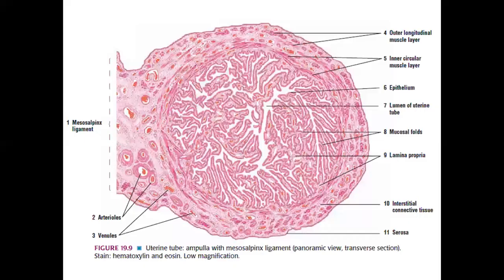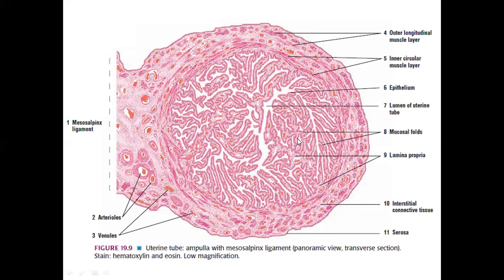Now coming to the histology of the uterine tube. This is the transverse section of the uterine tube. The uterine tube has three layers. The inner layer is mucosa, which is composed of simple columnar epithelium with loose connective tissue, lamina propria. The middle coat is muscular coat and outer is serosa.